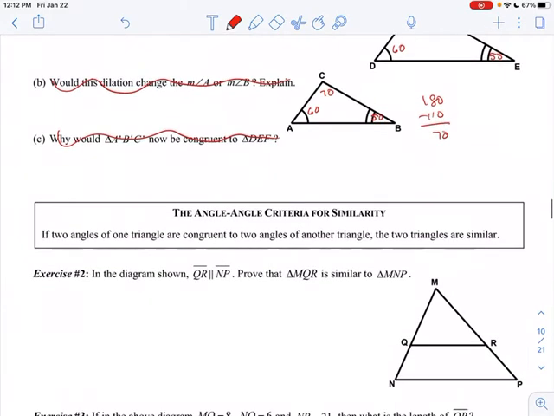That's enough. All right, so that's going to be our most popular method of proving that triangles are similar to each other, and that's right here. So the angle-angle criteria for similarity. If two angles of one triangle are congruent to two angles of another triangle, then the triangles automatically are similar to each other. All right, so this is the most popular. It's the only method that we're going to use for proofs.